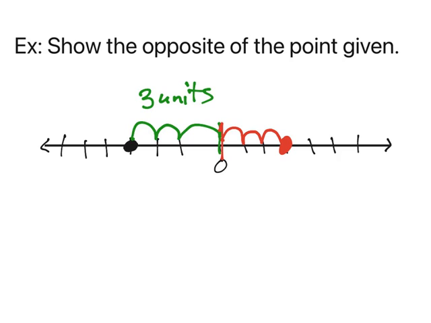Now, the point we started with was -3 because it's to the left of 0, so it's going to be a negative number. And the point to the right is +3. So you can see -3 and 3 are opposites. If we would add them together, they would equal 0.